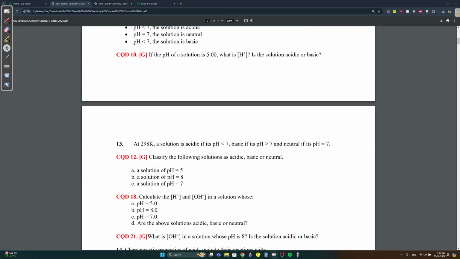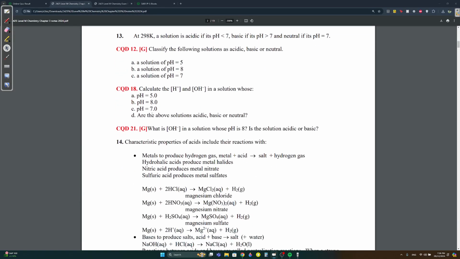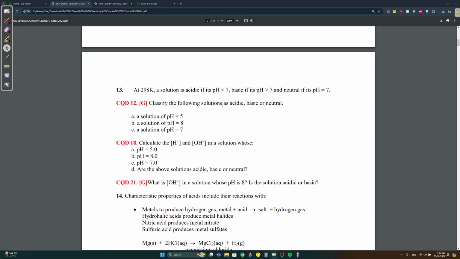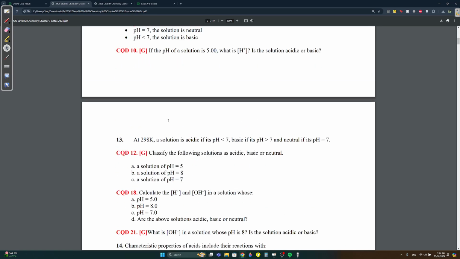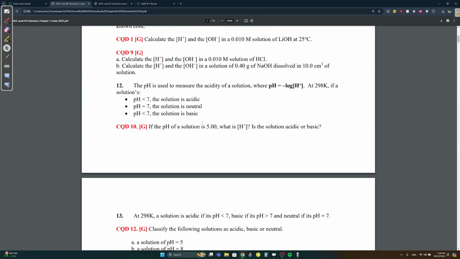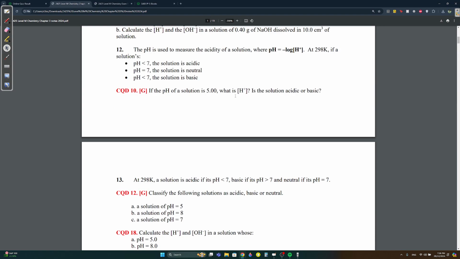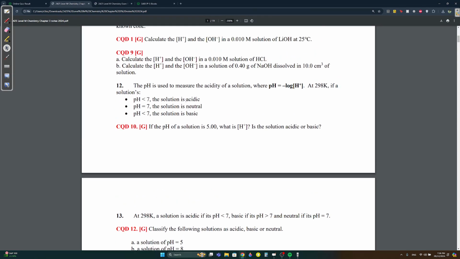So this is pretty straightforward, guys. This is very easy. I'll just do this really quickly. The pH of a solution is 5. What is the H plus? Is it acidic or basic? pH is equal to minus log base 10 of H plus.